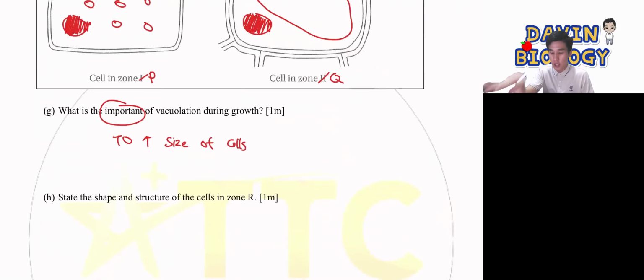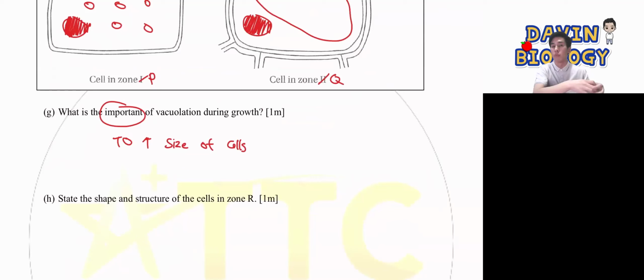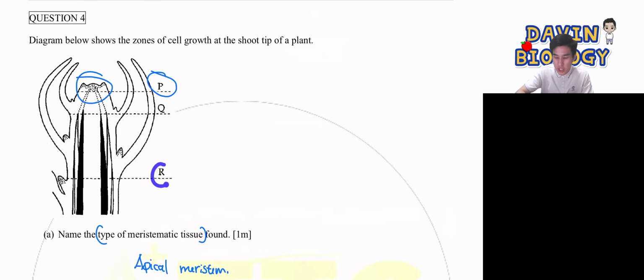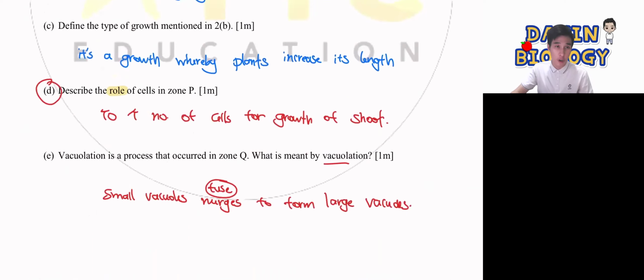Zone of cell division is elongation, or why they need to divide more cells, or why they want to elongate, increase the size. Then last one here, state the shape and structure of the cells in zone R. Now, zone R is your differentiation. So like we mentioned, there are many, many different tissues that will be formed here. So every cell and tissue here will have its own specific shape and size, of course.